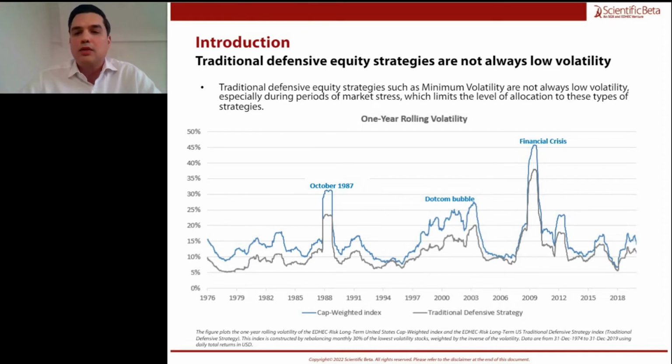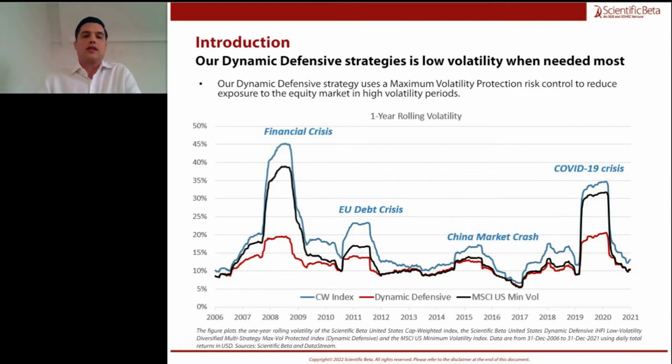So when you need your portfolio to be low volatility, unfortunately, this traditional defensive portfolio still experiences periods or spikes of high risk. What we're trying to offer to investors is a solution called dynamic defensive equity solution, whereby on top of other benefits that we will discuss through the presentation, it offers investors the ability to manage these spikes of volatility much better.